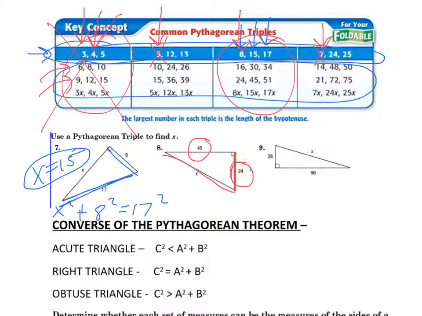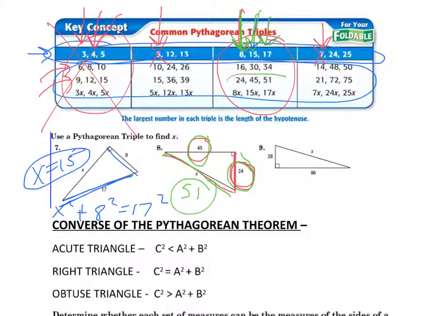I know that 24 is 8 times 3, and let me do this in green. 8 times 3 is 24. And if I multiply 15 times 3, that gives me 45. Which means to find the missing length, I'm going to multiply 17 times 3. And when I do that, I get 51 for that.